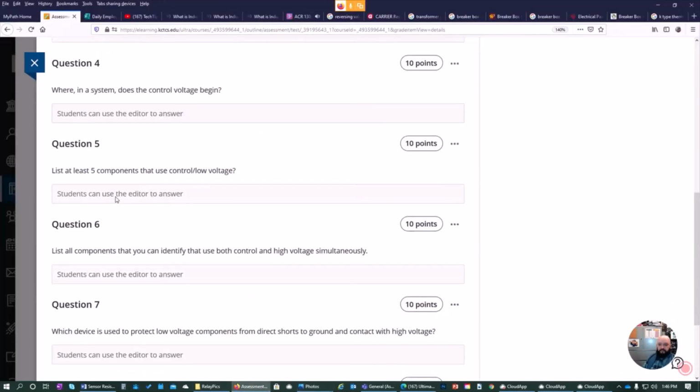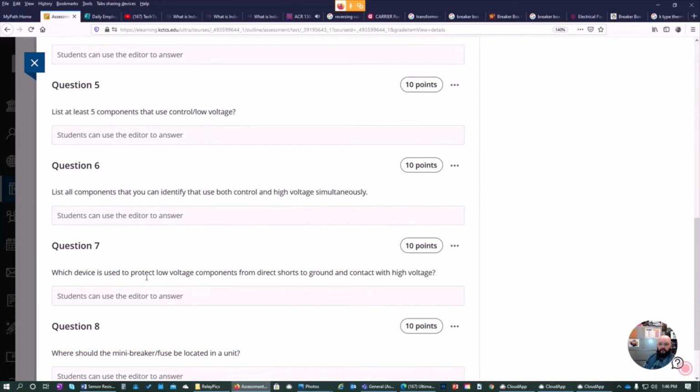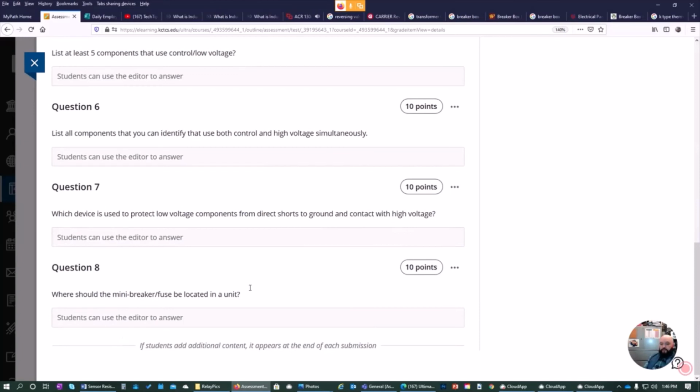Which device is used to protect low voltage components from direct shorts to ground in contact with high voltage? That's a good old trusty fuse or mini breaker. And where should the fuse or mini breaker be located in the unit? It's this important that I say it over and over again. It needs to be in the hot leg immediately leaving the transformer.